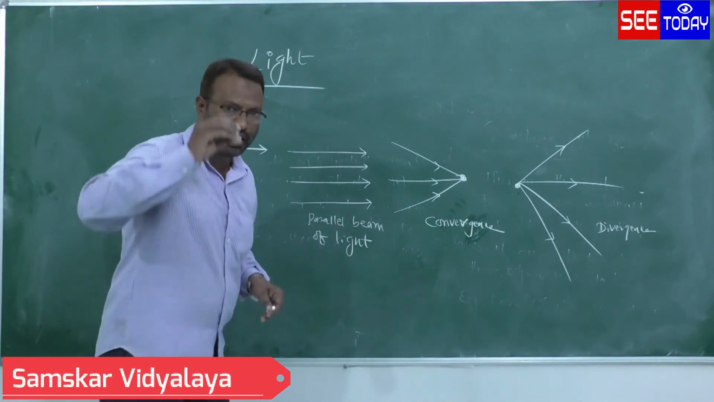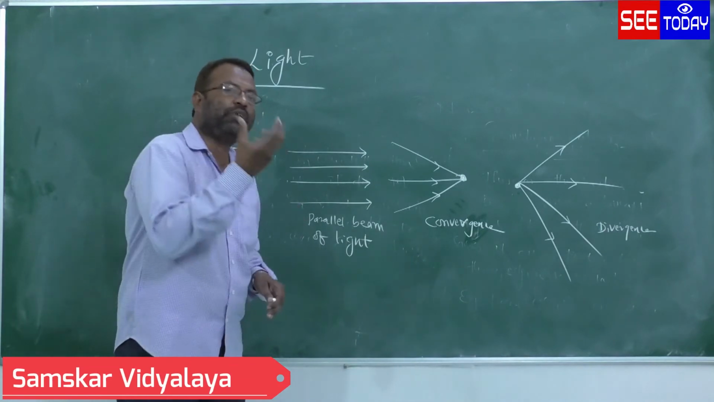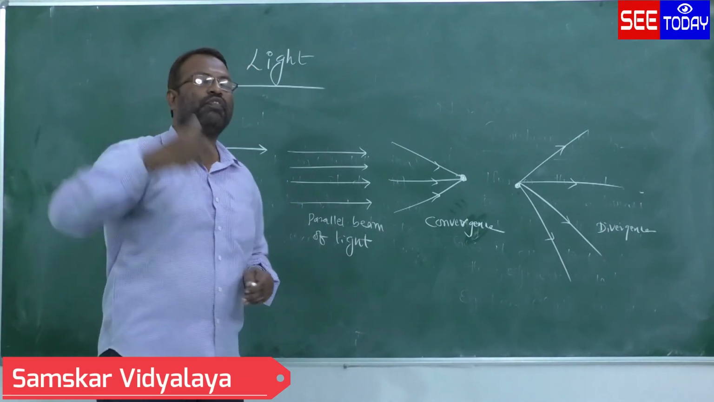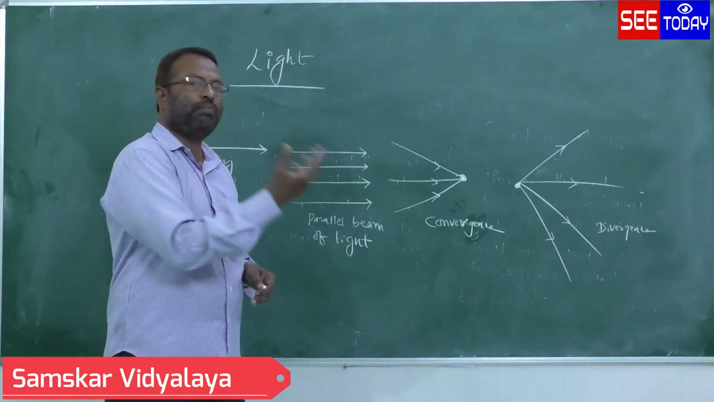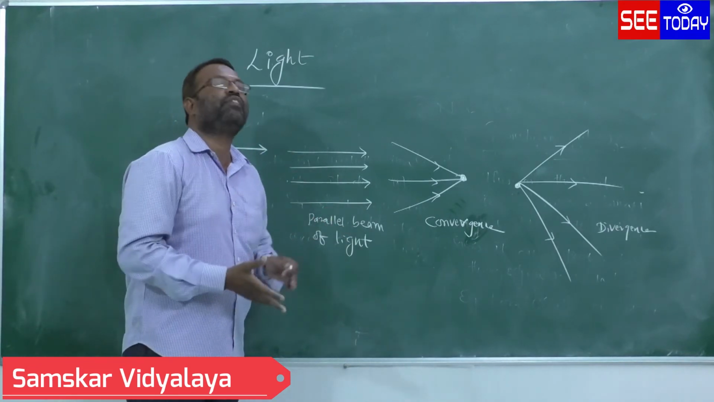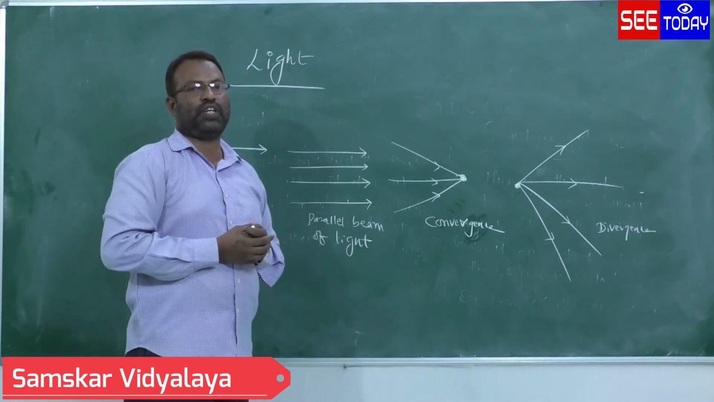So you can think that when you switch on the light from the electric bulb, or the light coming from the sun or the star, from some unknown body, what are we getting? A parallel beam of rays we are getting.